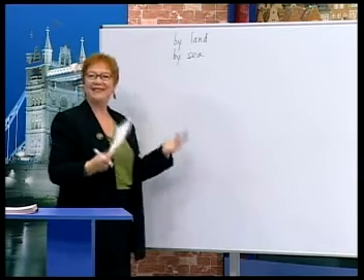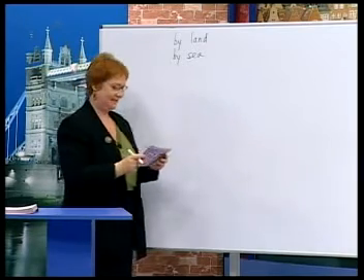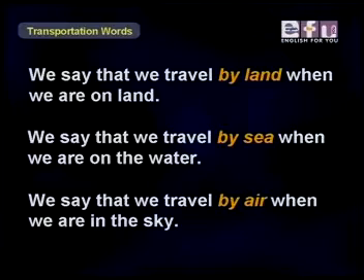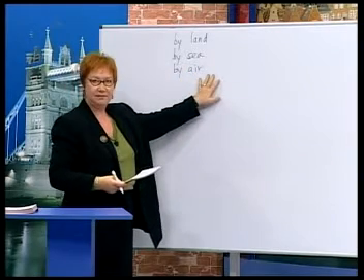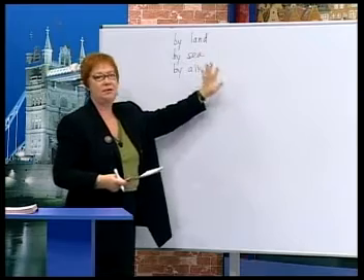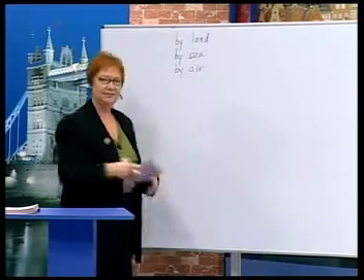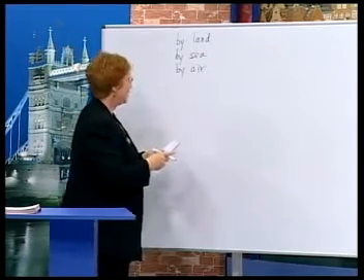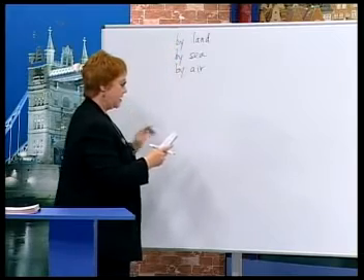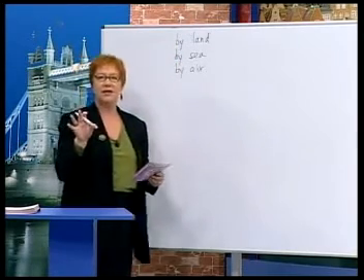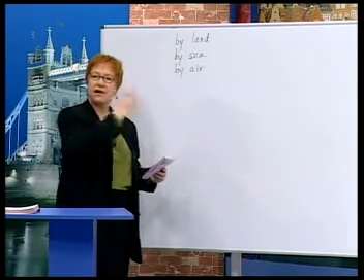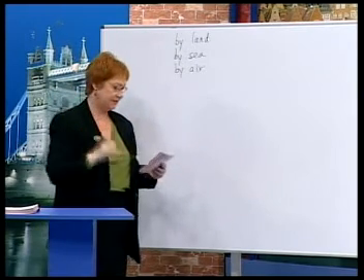For example, the sea or the ocean. Okay? And we travel by air, of course, when we are in the sky. Okay? Plane, helicopter, balloon, wings, maybe. Okay? So we talk about by when we talk about how we travel. Now, we're going to put the transportation that we saw into groups.